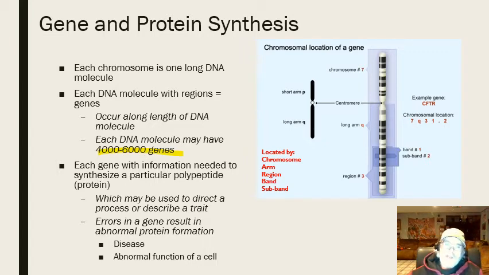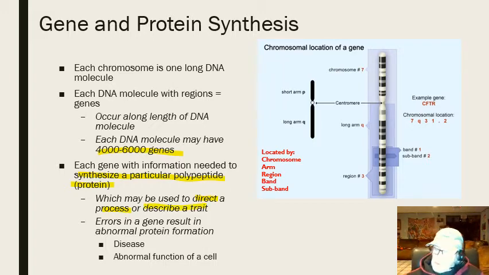Each gene has the information that's needed to synthesize a particular polypeptide or protein. A polypeptide is a protein. A peptide is two or more amino acids that are put together. A polypeptide is multiple amino acids, and that polypeptide is actually a protein, because a protein is a long string of amino acids. They're folded and clumped and all kinds of stuff like that. So this gene can be used as a direct process, such as a protein to do something, or a particular trait that we might exhibit in the body.